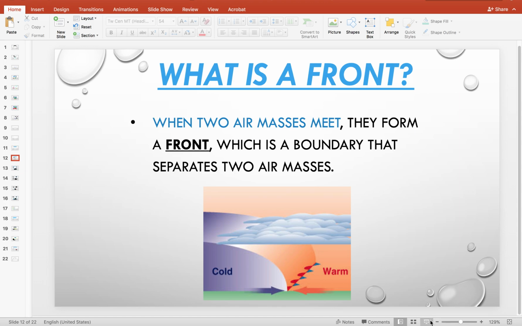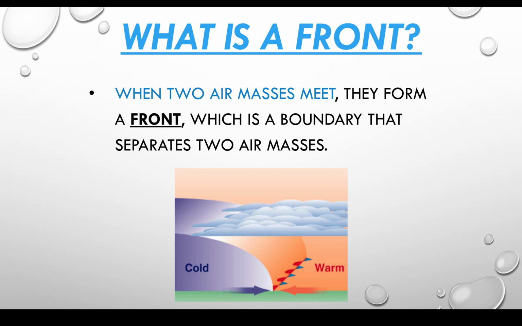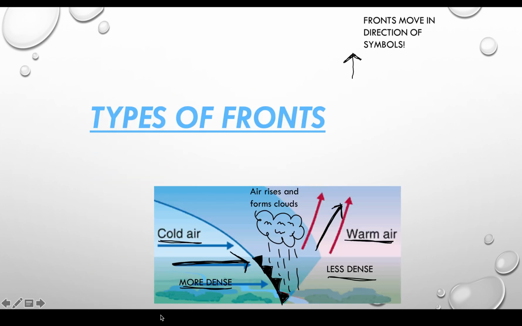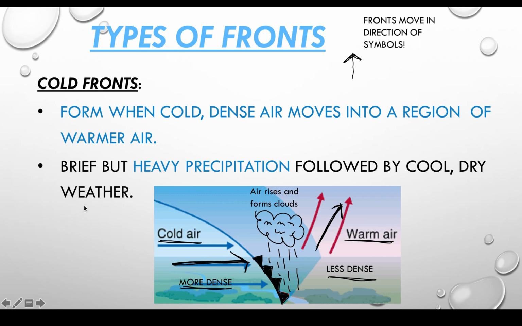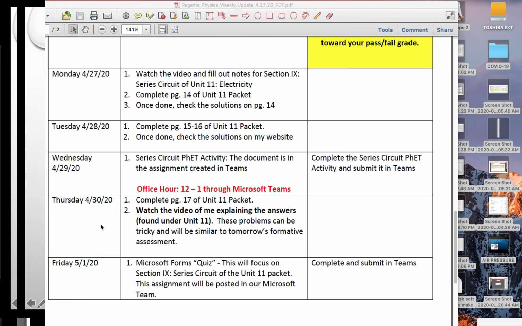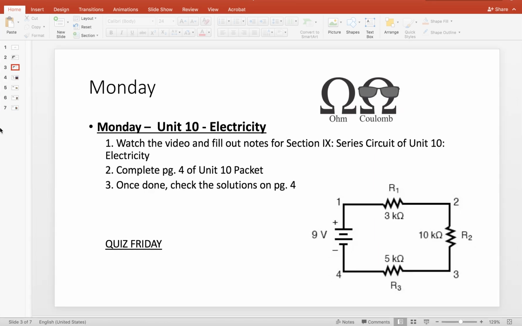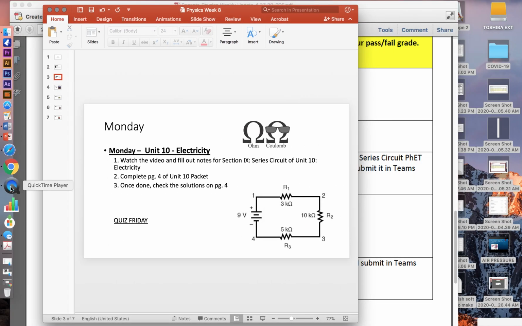Now, fronts are when two air masses meet. And when they meet, they create a front. We have four major types of fronts: cold fronts, warm fronts, stationary fronts, and occluded fronts. Now, all of these fronts and frontal symbols are in your reference table. I'm going to pop really quick over to page 13.